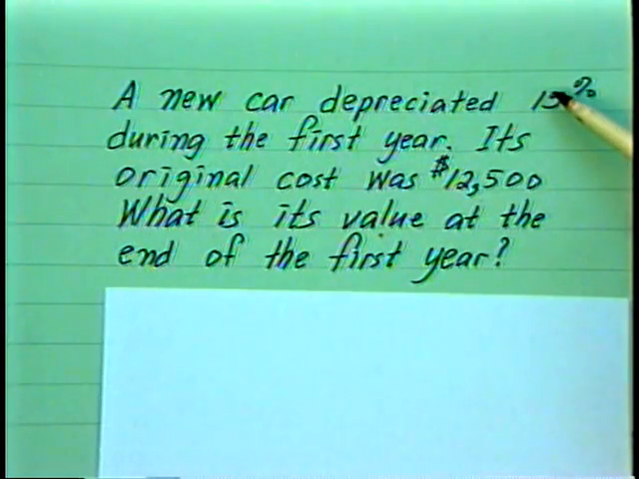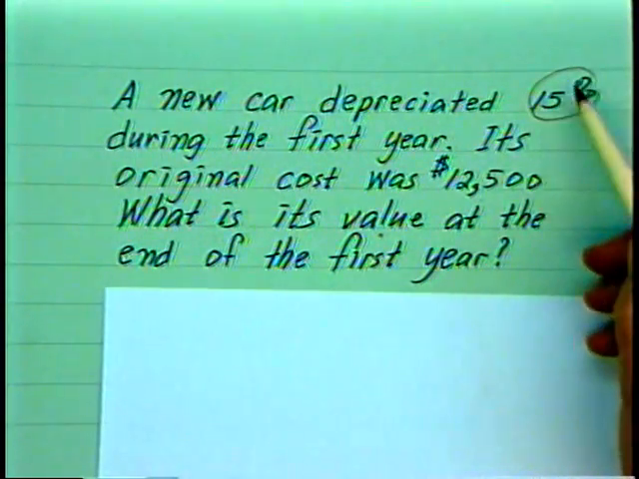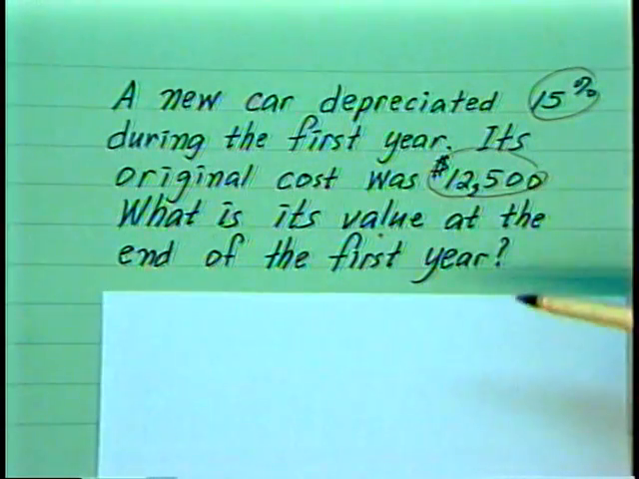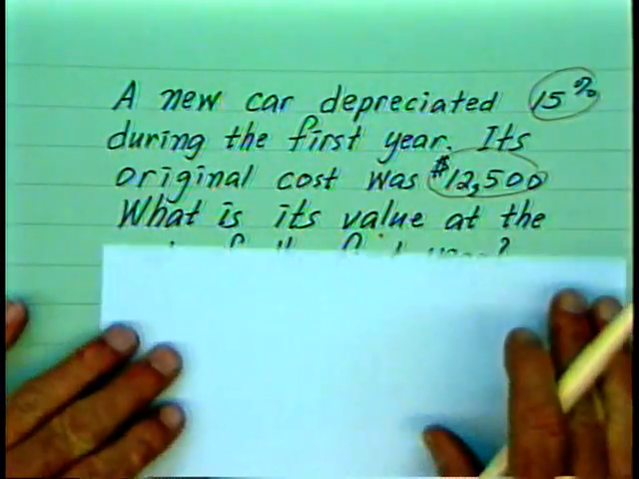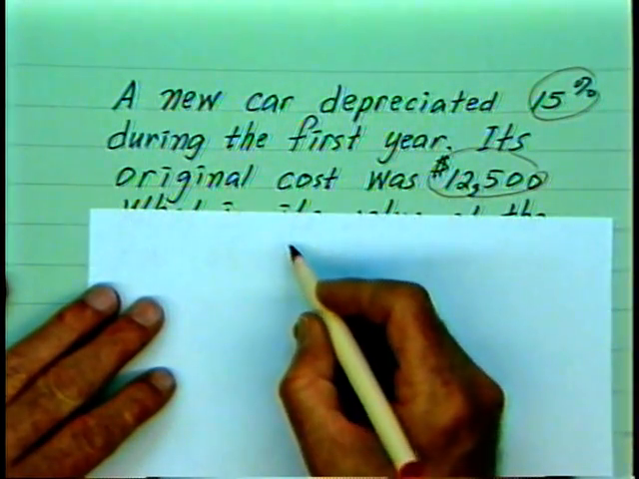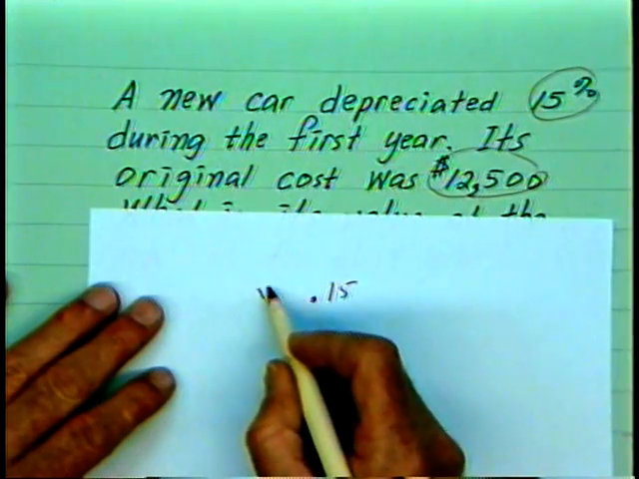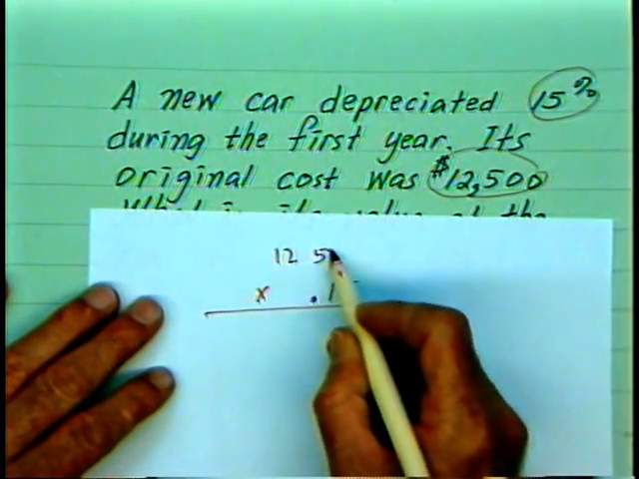We're going to depreciate 15% of what? Well, of its value, and that's right here. So we're going to take 15% of this, and that's the amount of depreciation. That's fairly obvious in this case, isn't it? It's a good simple problem. So we want 15% of, which means times, $12,500.